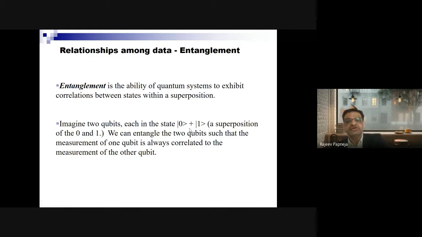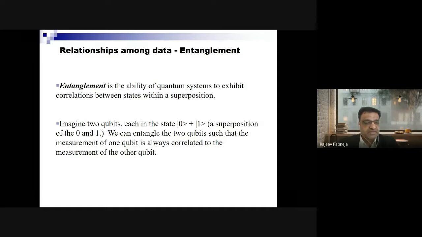Today, we are going to look at the third weirdness characteristic of quantum mechanics, which again plays a very important role in quantum computing. And this phenomenon is called entanglement. So what is entanglement? Basically, if you look at it from the quantum angle, it is the ability of these quantum systems that we are talking about to have correlation between states within a superposition.